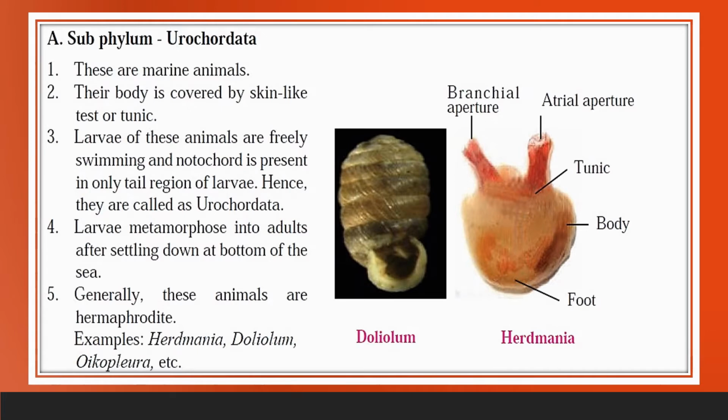Then larvae metamorphose into adults after settling down at the bottom of the sea. And generally, these animals are hermaphrodite. Now, what do you mean by hermaphrodite? Hermaphrodite means a person or an animal that has both male and female sexual organs or characteristics. And the examples for subphylum Urochordata are Herdmania, Doliolum and Oikopleura, etc.